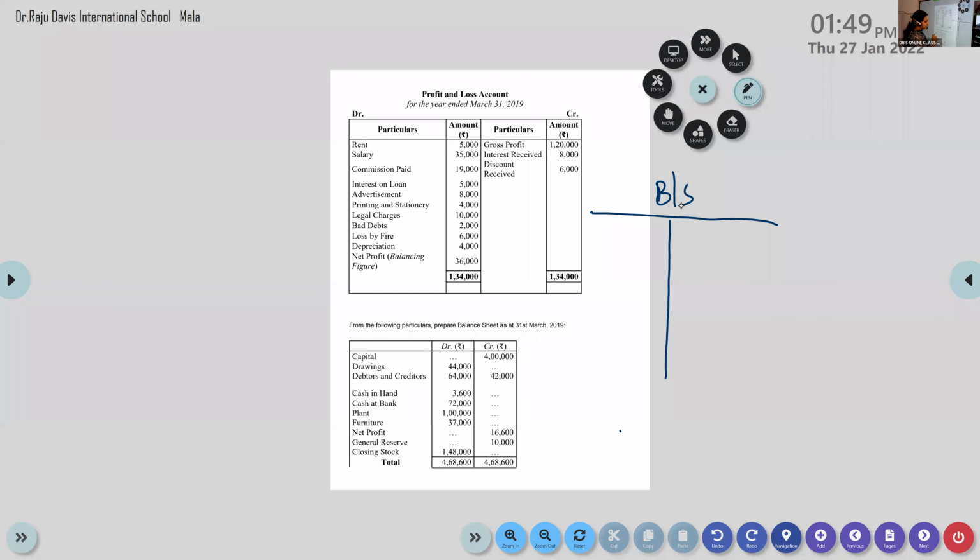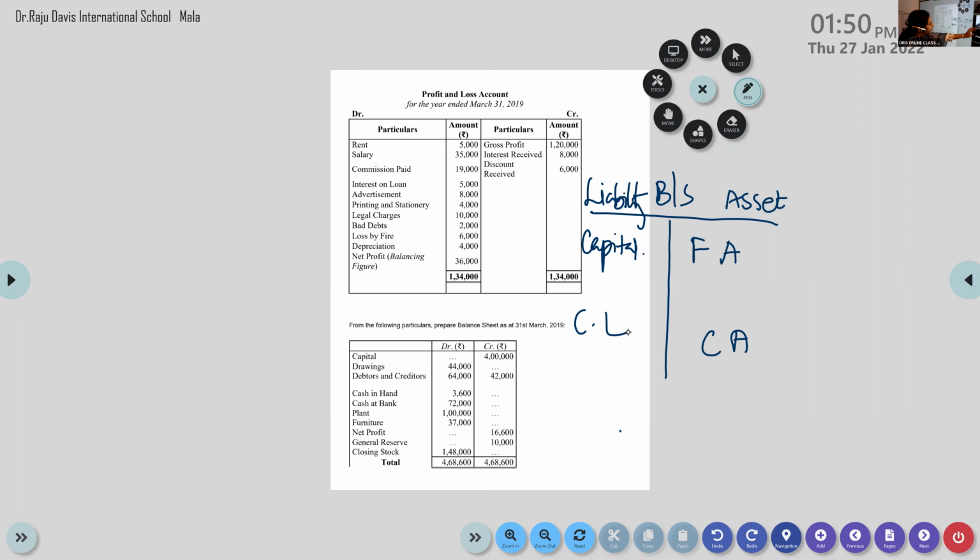Order of permanence. First, we will write the fixed assets because they are permanent in nature. And then we will write current assets. This is about the asset side. Coming to liability side, what will you write first? Long-term liability or fixed liability. We'll start with capital, moving to current liabilities. Okay, this is the order of permanence.